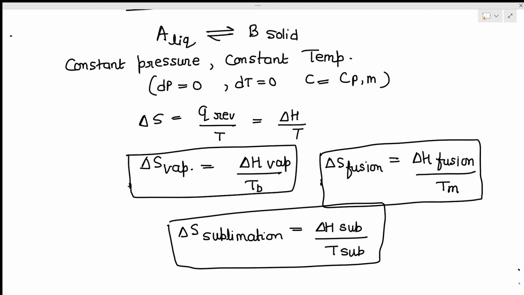It means suppose a liquid is changing to solid, or solid is changing to liquid, or liquid is changing to vapor. Anything in which the phase is changing, always remember in that case you will have to use these three formulas. In other cases you will have to use the formulas that I have given you previously. So these are all the formulas that you will need for the entropy change. No other formula is needed.